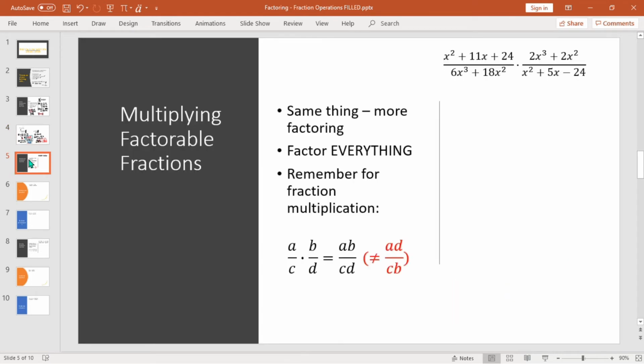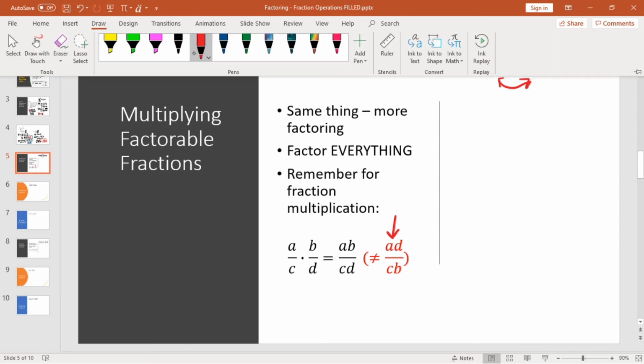Okay, so now we're going to ramp it up a bit, and we're going to start by multiplying factorable fractions. So this is no different. You're just doing more factoring. You have 2 numerators and 2 denominators. Remembering for fraction multiplication, we would be doing top times top, numerator times numerator, denominator times denominator. So when you do that, if you didn't factor it, you'd be doing some massive multiplication. So factor first and cancel and see if things are easier. And the last point here is don't get tempted by cross multiplication. Okay, fraction multiplication is just straight across.